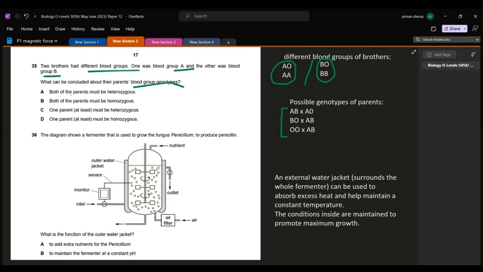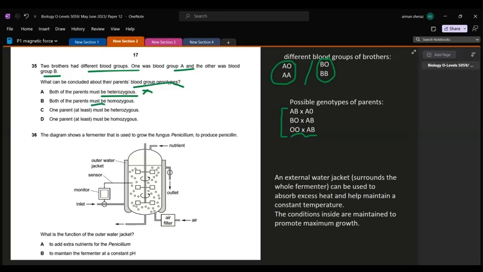Now, option A says both of the parents must be heterozygous. This isn't true because you see, these are the same alleles, they're homozygous. So it's not necessary, because it says must be. So this cannot be the answer. Similarly, it says both of the parents must be homozygous. It's not a condition to follow, it's not necessary. One hetero, one homo, can also produce these blood groups. So it's not necessary that they have to be, because it says must be.